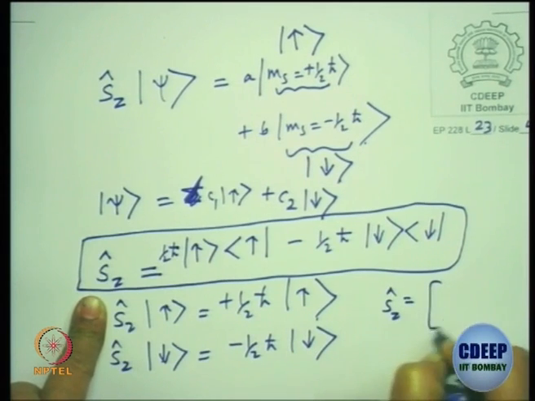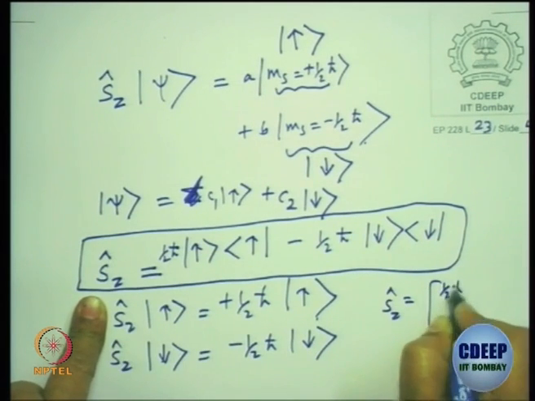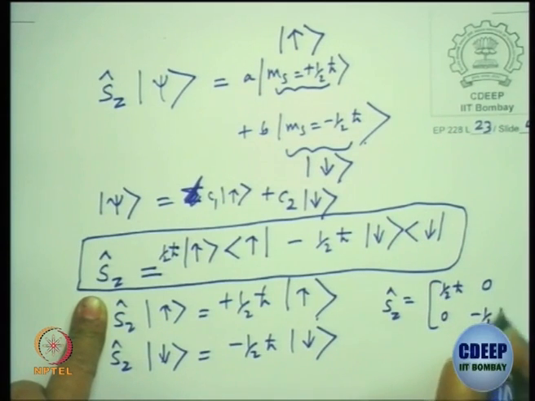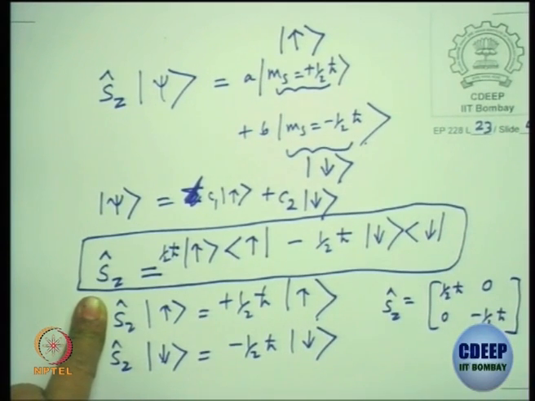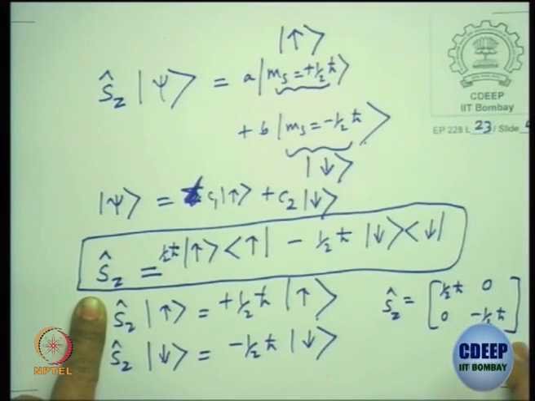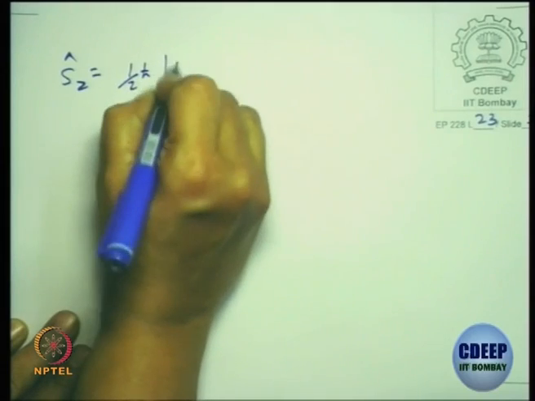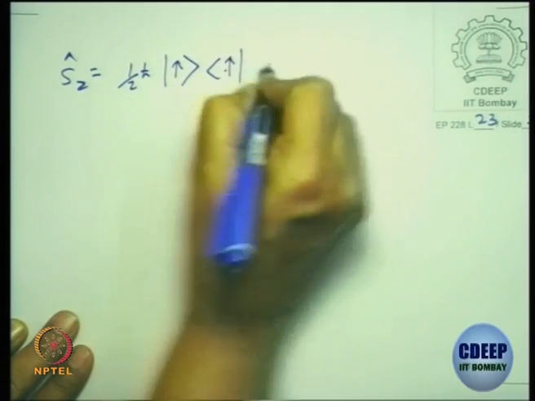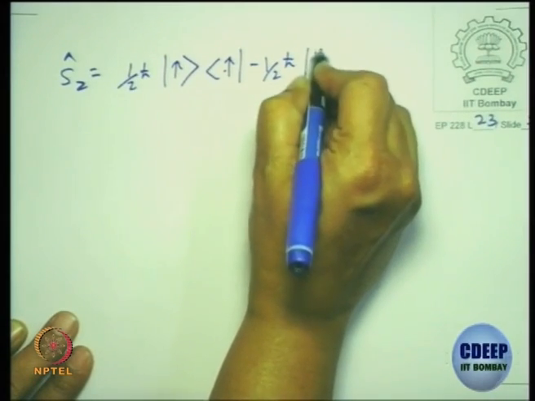It will be half h cross 0, 0 minus half h cross. Is that right? If I put the first state to be up, this one to be down. Okay, so Sz operator. There are two ways. One is the operator basis expansion. You can write this as half h cross up minus half h cross down, right?